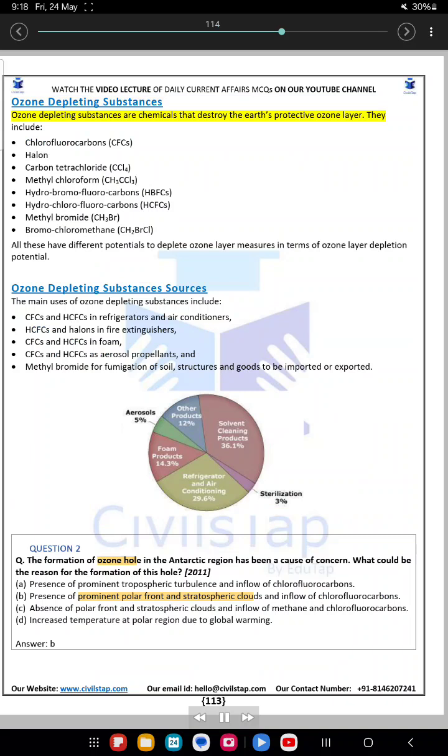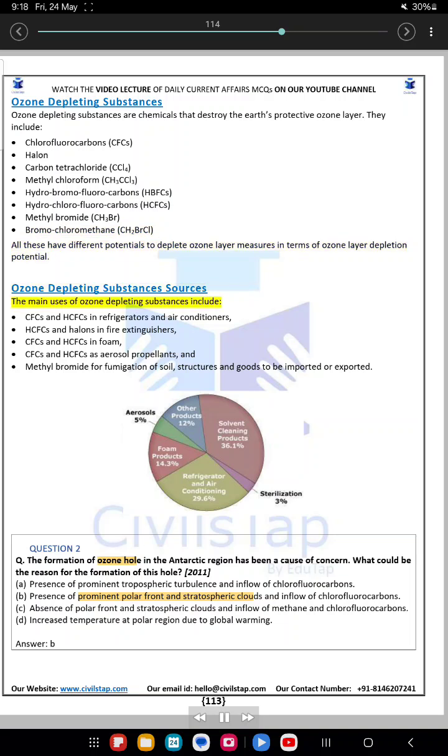Ozone-depleting substances. Ozone-depleting substances are chemicals that destroy the Earth's protective ozone layer. They include chlorofluorocarbons, CFCs, halon, carbon tetrachloride, CCl4, methylchloroform, CH3CCl3, hydrobromofluorocarbons, HBFCs, hydrochlorofluorocarbons, HCFCs, methyl bromide, CH3Br, and bromochloromethane, CH2BrCl. All these have different potentials to deplete the ozone layer, measured in terms of ozone depletion potential.